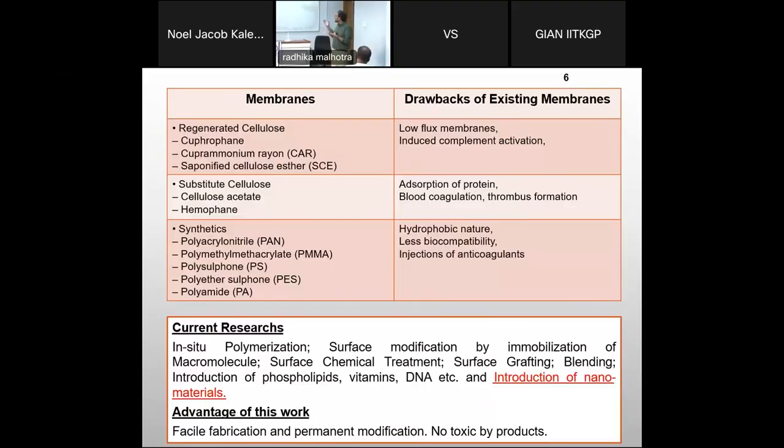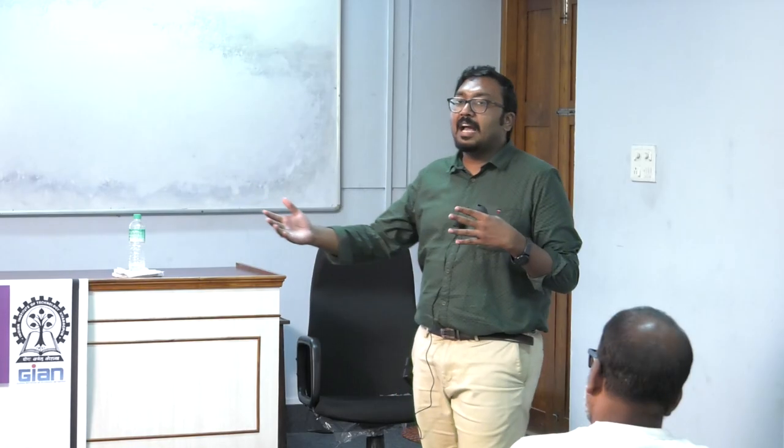That starts from your complement activation, and that can also finally even lead to the death of a patient. If the reaction is very bad, it can even lead to death. So these started inducing complement activation, and so they are not much used now.